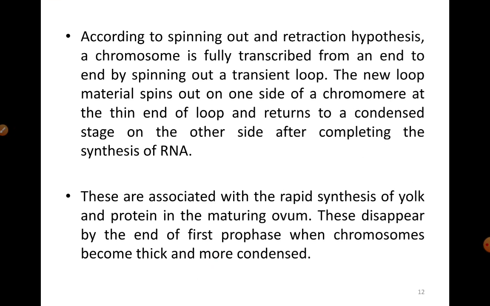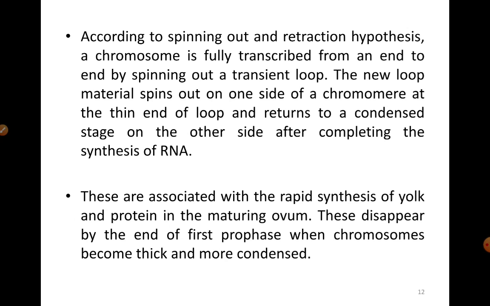According to the other view, called the spinning out and retraction hypothesis, a chromosome is fully transcribed from one end to the other by spinning out a transient loop. The new loop material spins out on one side of a chromomere at the thin end of the loop and returns to a condensed stage on the other side after completing the synthesis of RNA, and that's how it results in the formation of a loop on both sides of the chromatid.